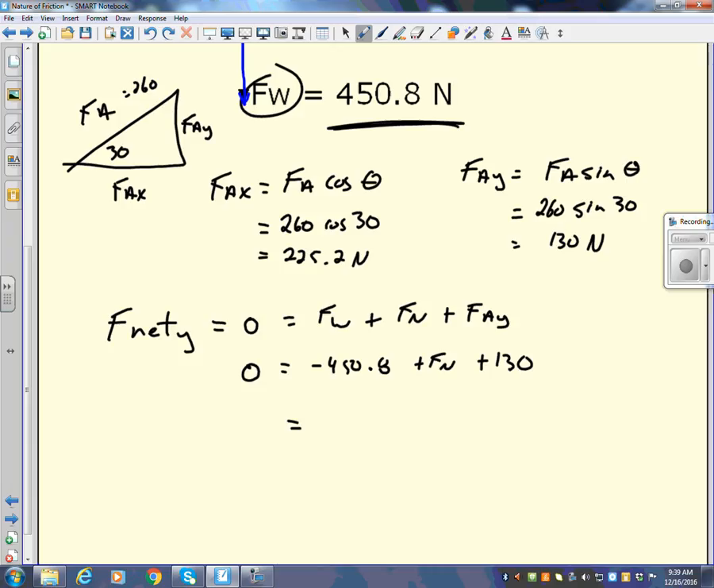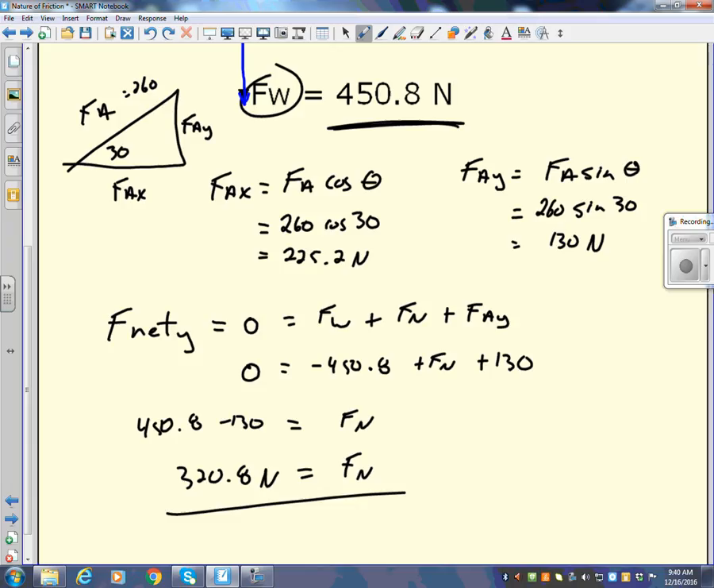So I want my Fn to be positive, so I'm just going to leave it there. And I'm going to take the 450 to the other side, and it's going to become positive, 450.8. I'm going to take the 130 to the other side, it's going to become negative. So really, you just take the weight force and you subtract the FAY. That's what we're saying. So the normal force is 320.8 newtons.